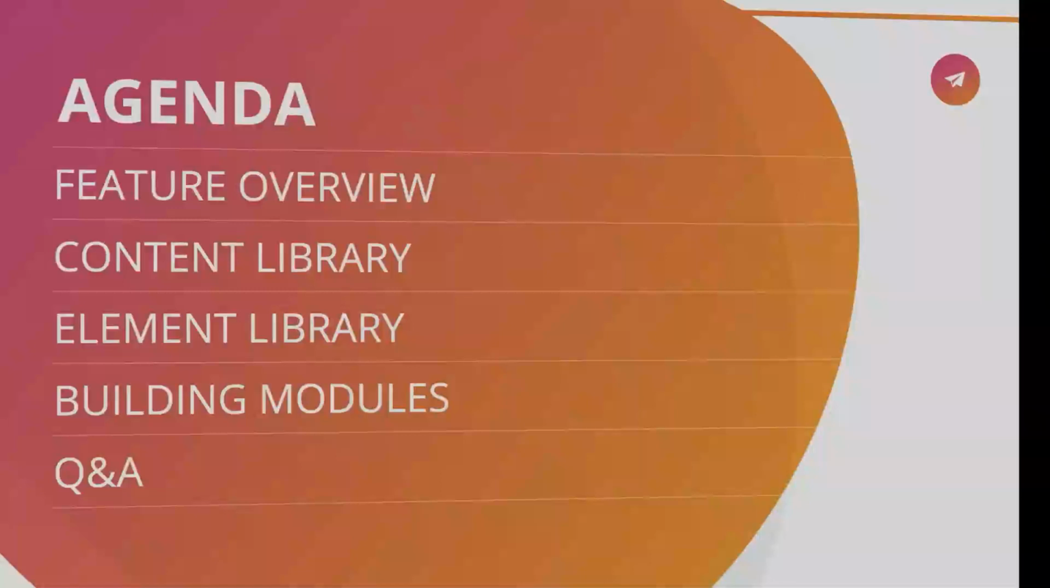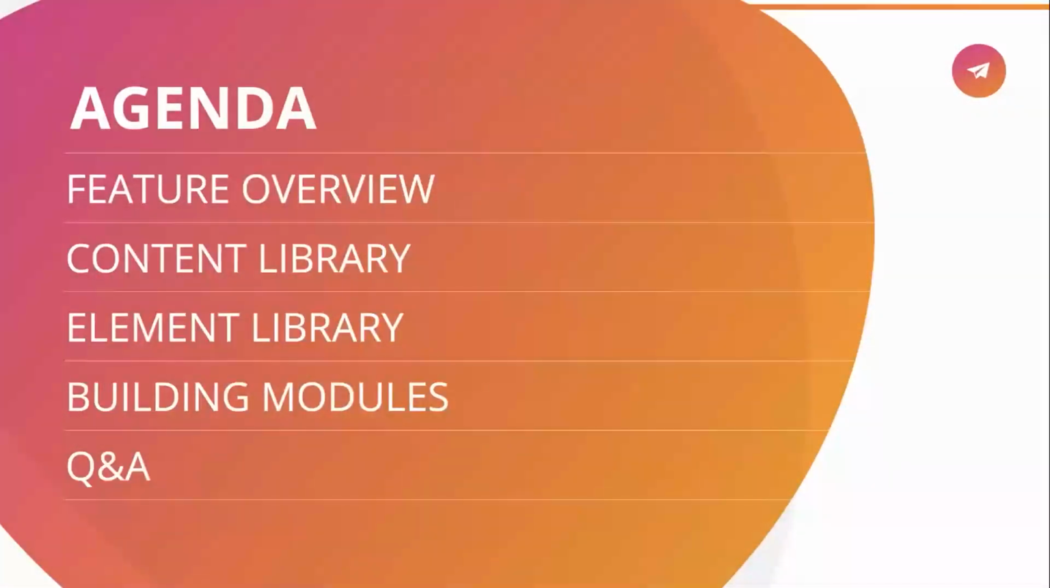In the session itself, I'm going to look at a few things. Firstly, I'm going to give you an overview of the modules feature within eShop itself, just to explain what it is and what it does. And then we'll look at a couple of use cases. We'll look at using modules for a content library, and then we'll look at using modules as an element library. And don't worry too much about those titles at this stage. All will become clear later on.